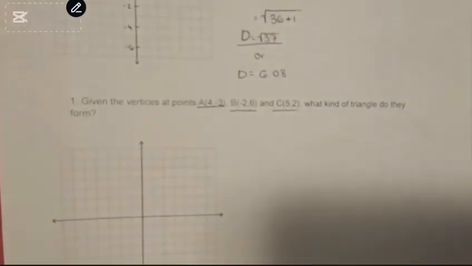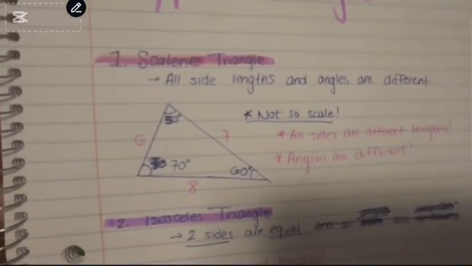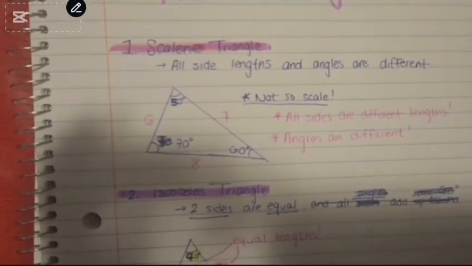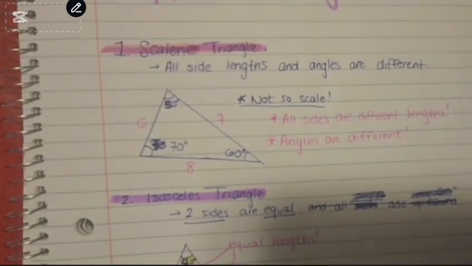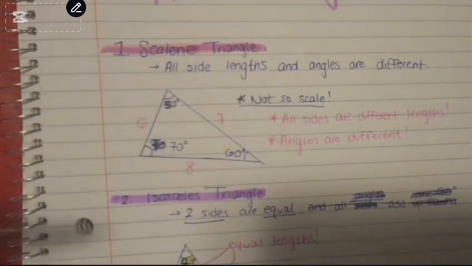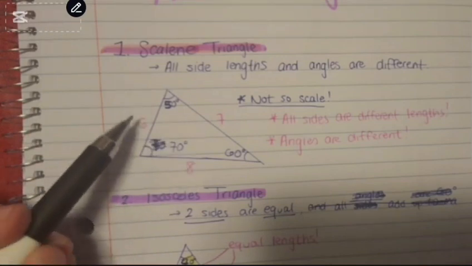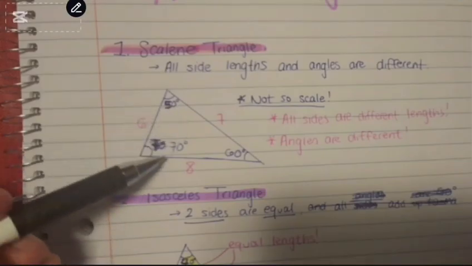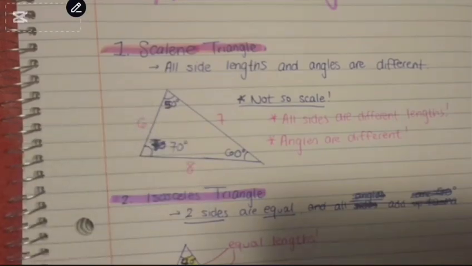Now, we know several triangles that could form in this problem. I want you to see here that there are several different types of triangles that could be formed. We have a scalene triangle where all sides are different lengths. All lengths and angles are different. So in this triangle, we can see one side is 6, 7, 8, and there are different angles to each side, which shows that this is a scalene triangle.